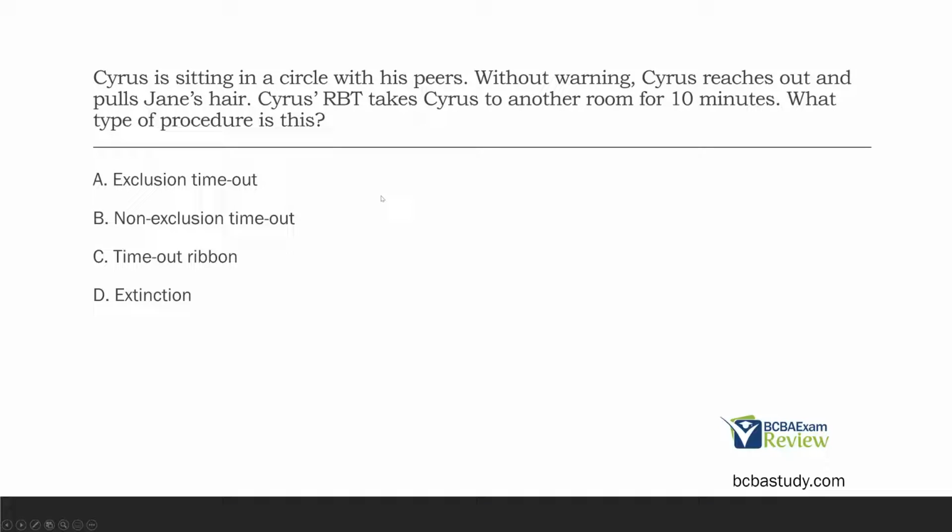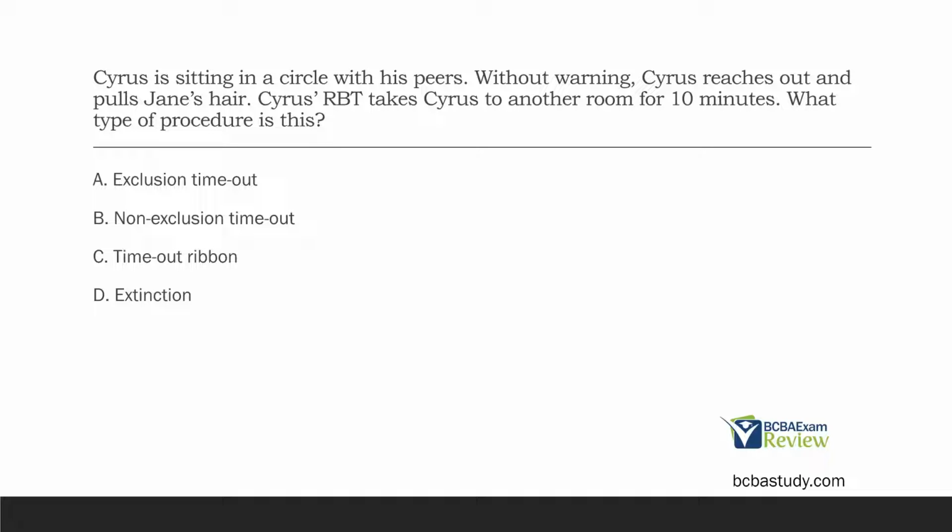1. Cyrus is sitting in a circle with his peers. Without warning, Cyrus reaches out and pulls Jane's hair. Cyrus's RBT takes Cyrus to another room for 10 minutes. What type of procedure is this? What does the question want to know? They want to know about the procedure. So what procedure exactly is that? It's the RBT taking Cyrus to another room for 10 minutes in response to Cyrus pulling Jane's hair.